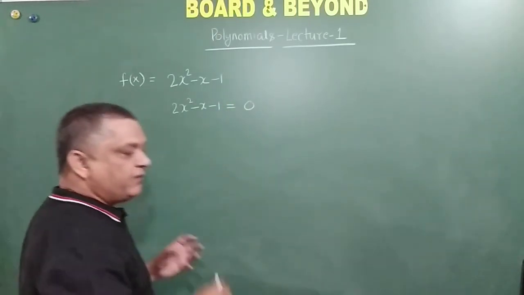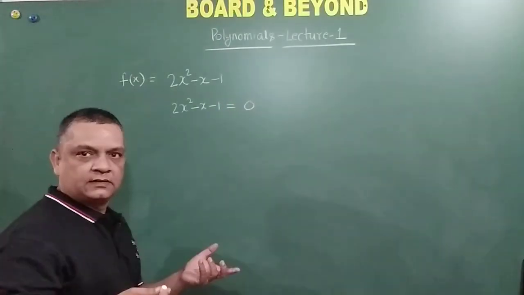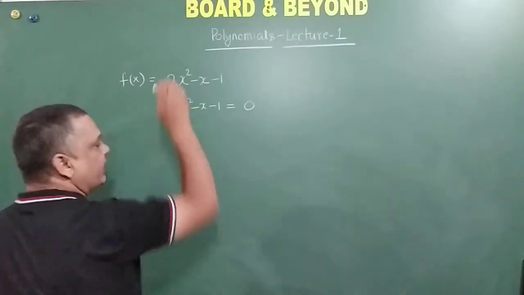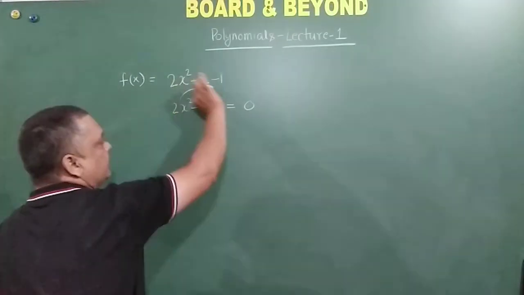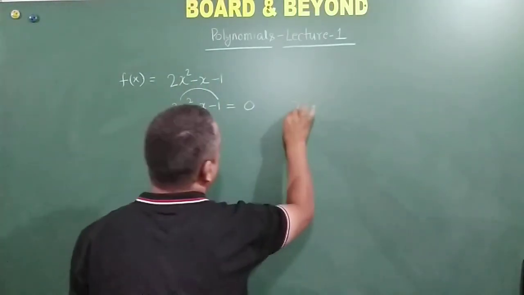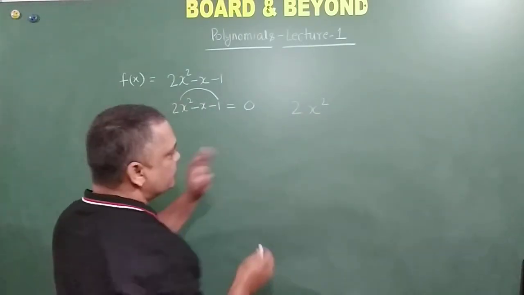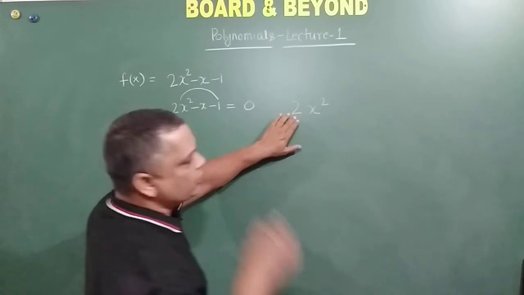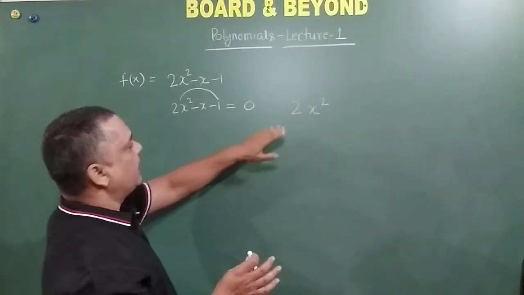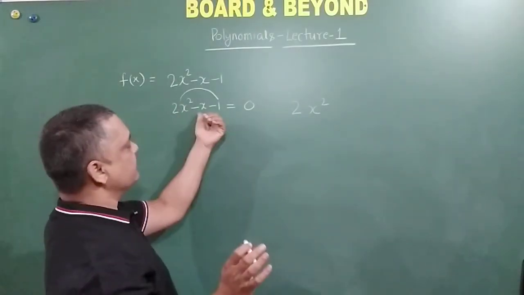Then we try to find out the value of x. So we again do factorization here, my friends. We will multiply the first and the last term, giving us 2x square. Now splitting it into 2 parts, such that either their sum or difference gives me minus 1.